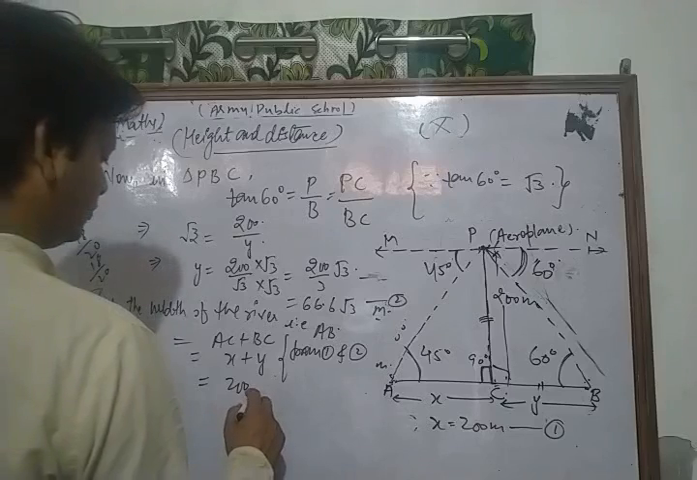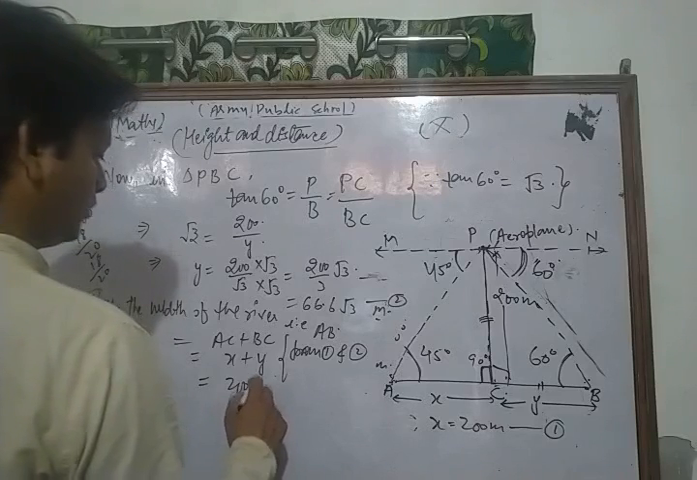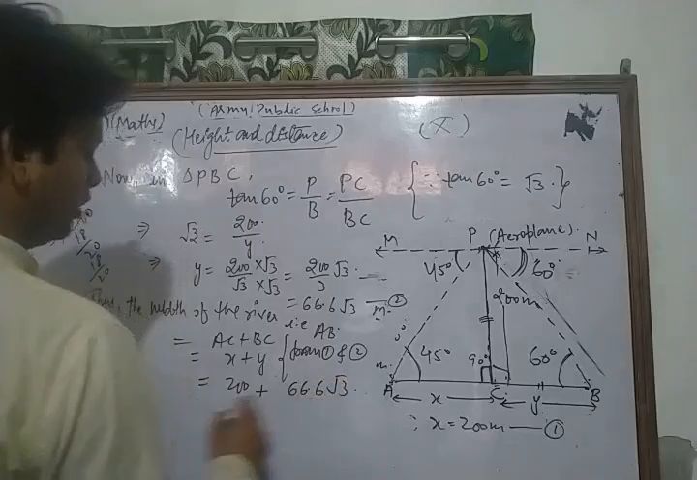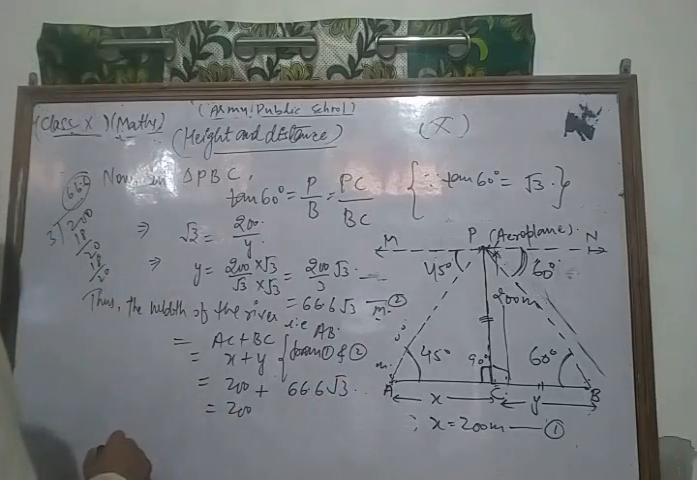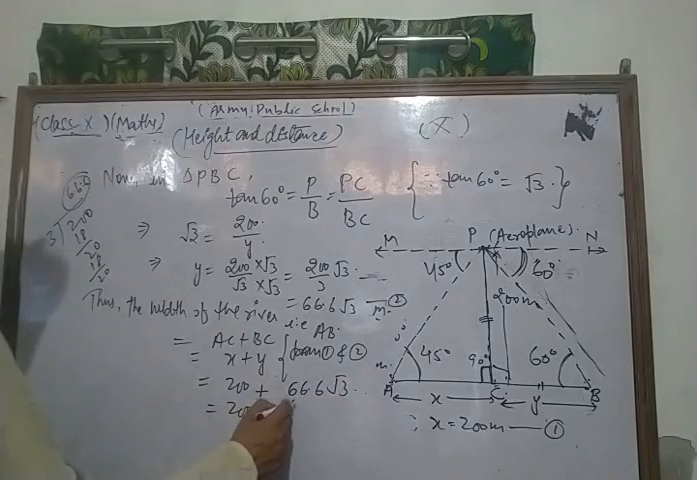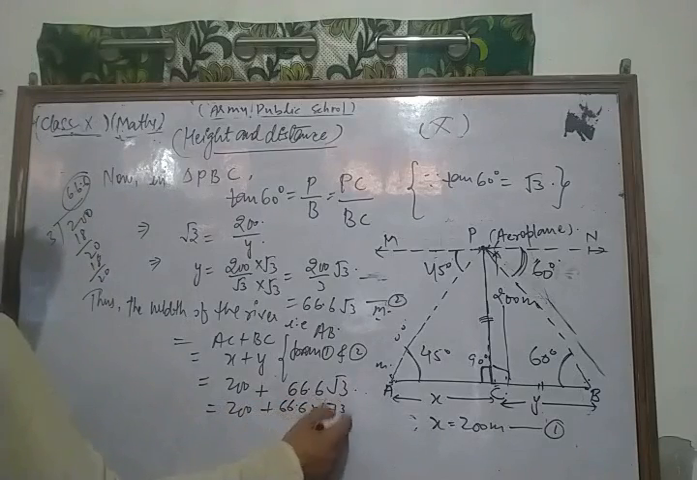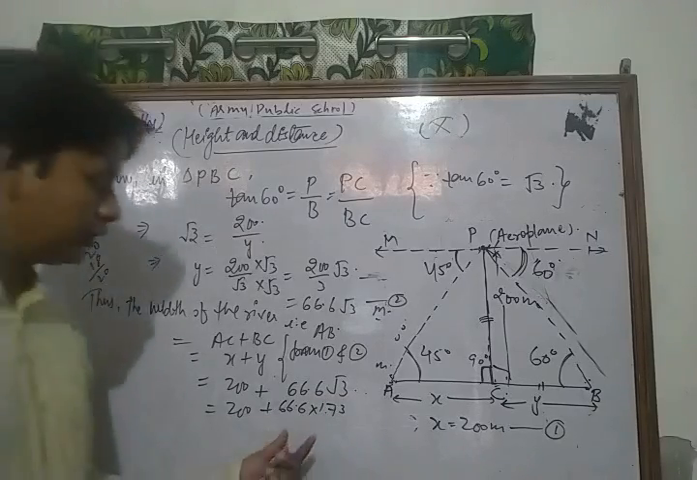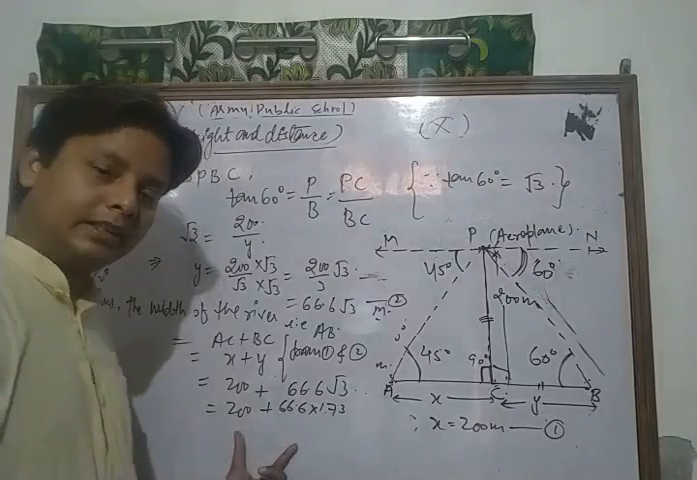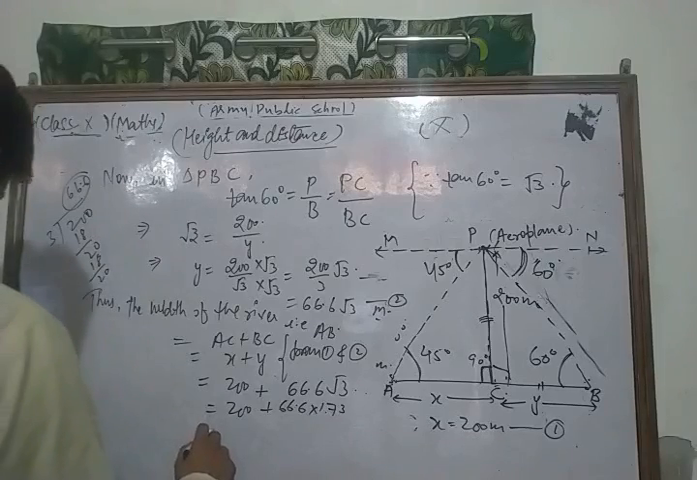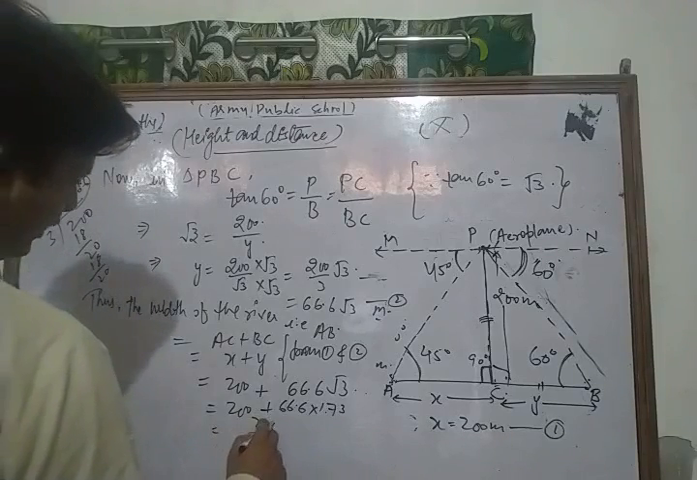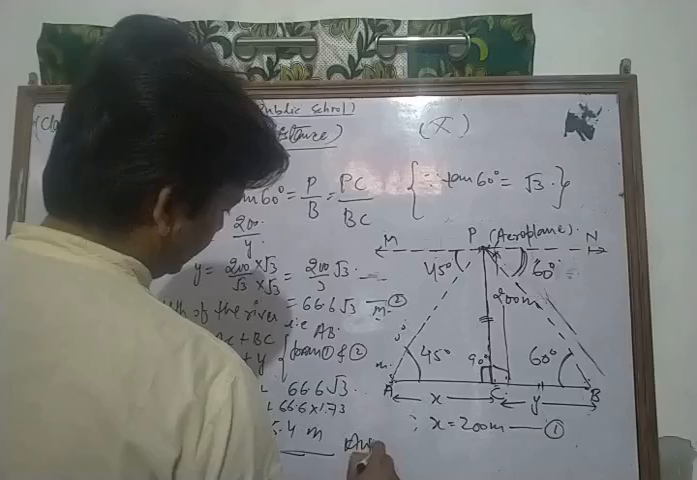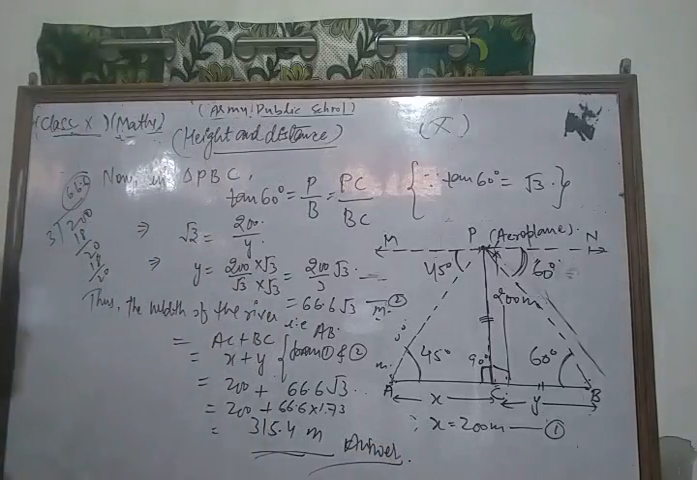plus Y, which is 66.6 into root 3. Now this is 200 plus 66.6 into 1.73. So we multiply them and add, then you get your result as 315.4 something meter. This is the required solution of the given question.